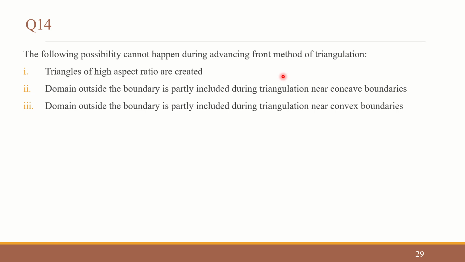So in the question it is asked which of the following possibilities cannot happen during the advancing front method of triangulation. Since it is about which cannot happen, 2 and 3 are the right answer. So option A is 1, option B is 2, option C is 1 and 3, option D is 2 and 3. As per our understanding, second and third are the impossible things. So the answer is option D. 2 and 3 is the right answer. Option D is the right answer.